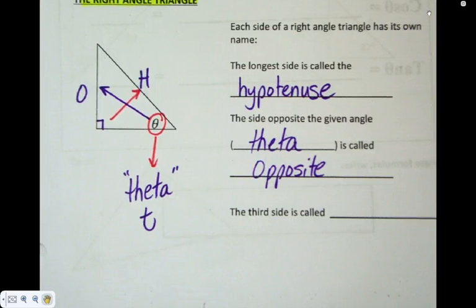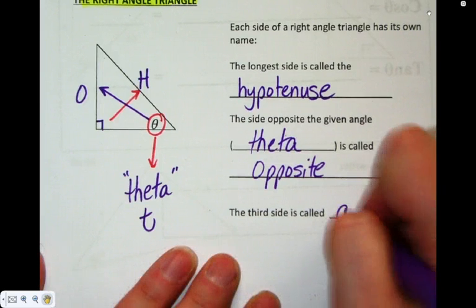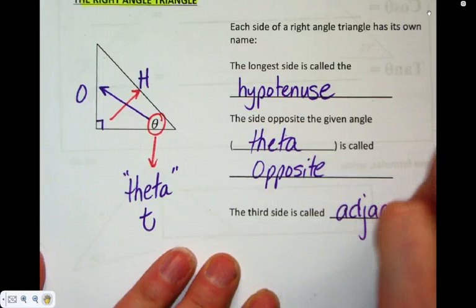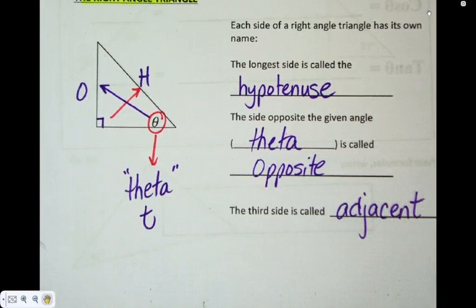Well, the third side also has a name. Hypotenuse is opposite the right angle. Opposite is opposite the angle. And whatever the leftover side is has a name. The name comes from an English word which you may have heard. It's called adjacent. Does anyone know what adjacent means? Right beside or next to.